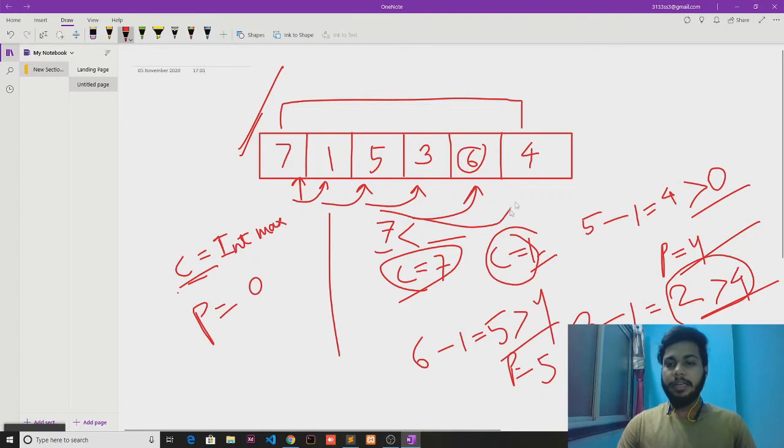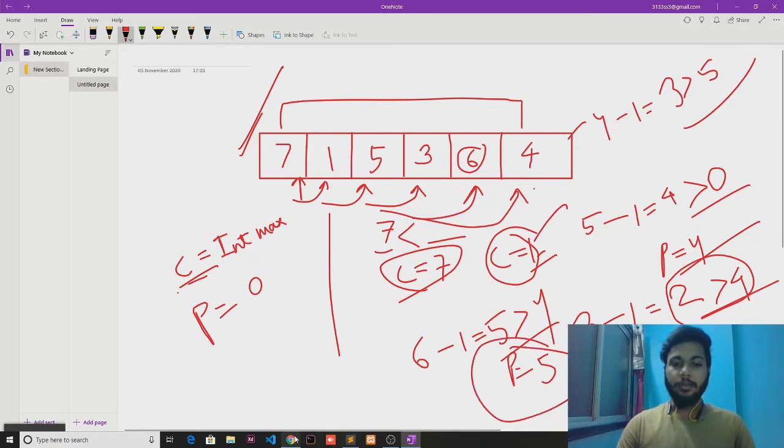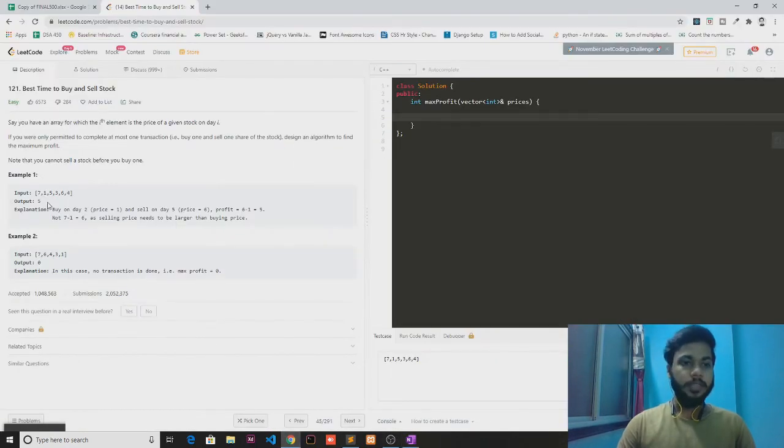And similarly, our iterator will go here next at 4. We will check 4 is less than current price or not. So it is false. So we will check whether 4 minus 1, that is 3, whether 3 is greater than the current profit or not. That is false. So we have iterated over all the elements in the array and we got the profit, that is 5. And now let's check whether it is correct or not. So yeah, our answer is 5 and the output is 5. So it is absolutely correct.